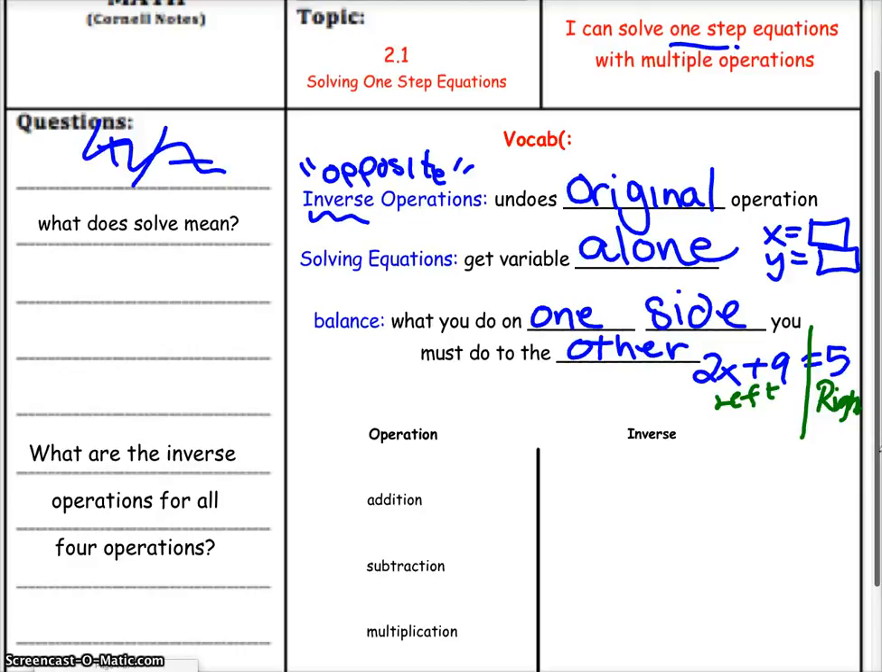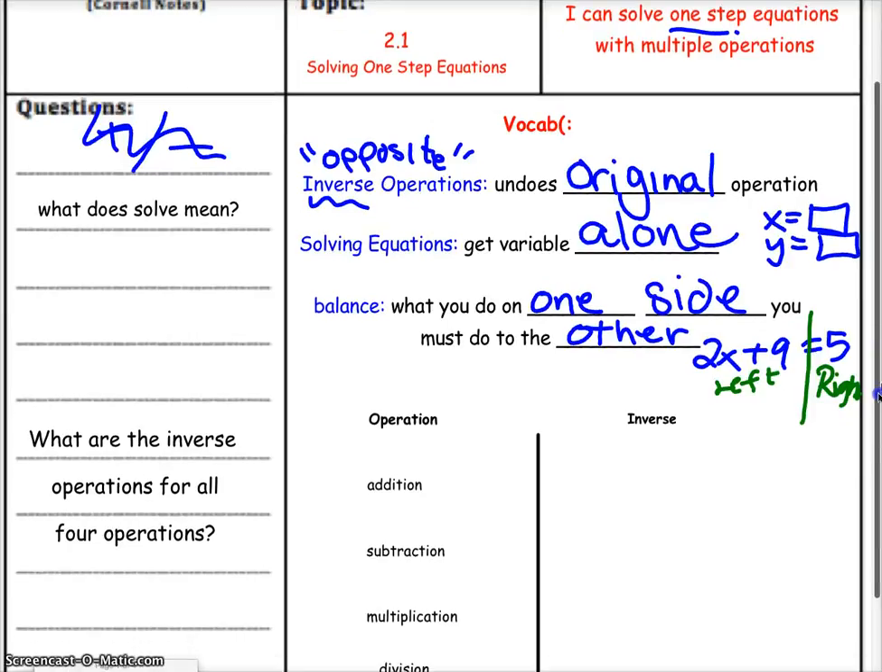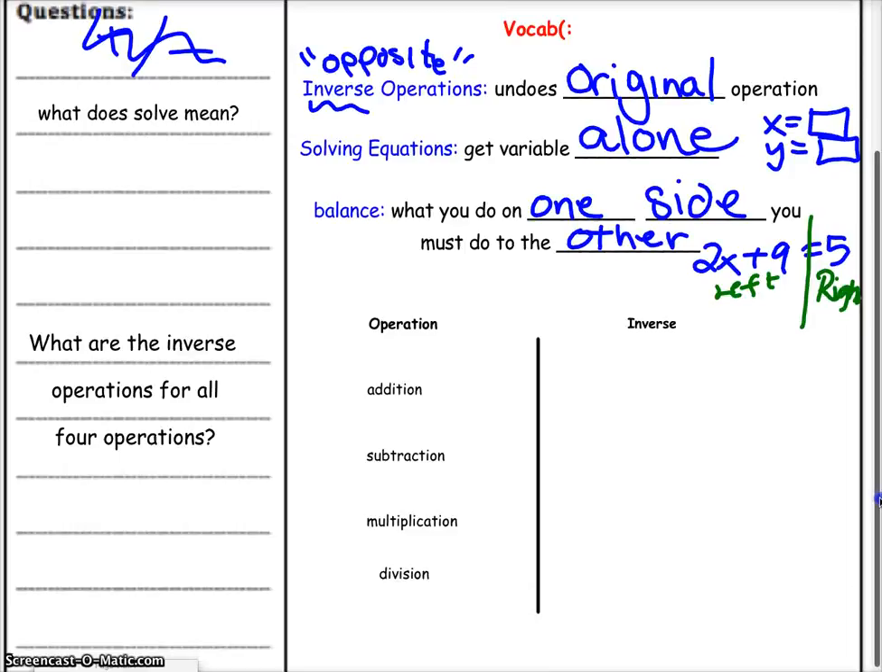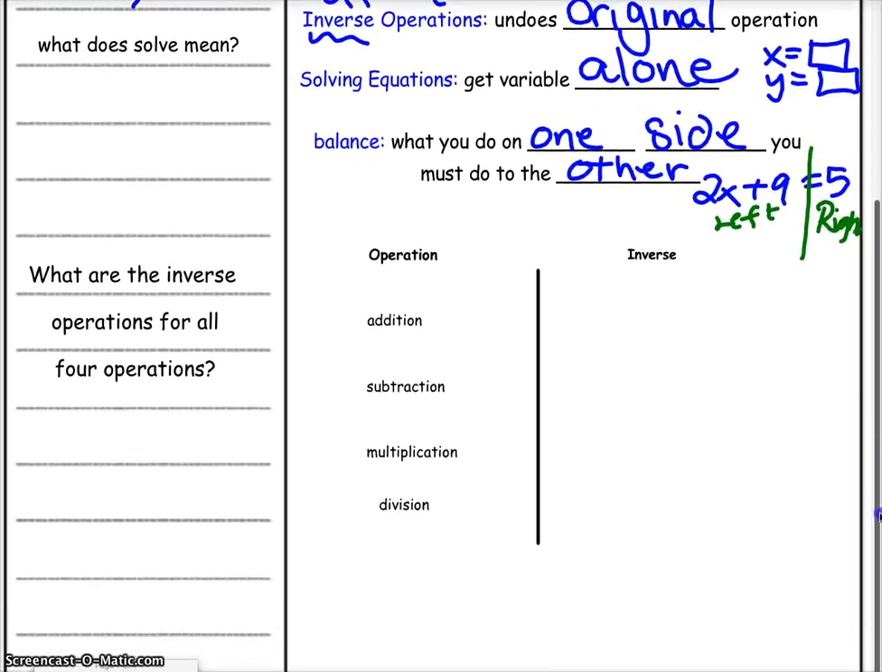And now, let's just talk about the different inverse operations. Again, inverse means opposite. How do you undo it? How do you cancel it out? So, here's the four main operations. Add, subtract, multiply, divide. What's the opposite of add? Subtract. Yes. To undo addition, you need to subtract. What's the opposite of subtract? Add. What's the inverse of multiply? Divide. What's the inverse of divide?